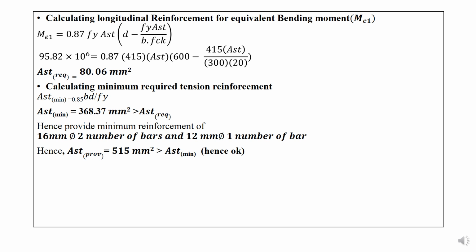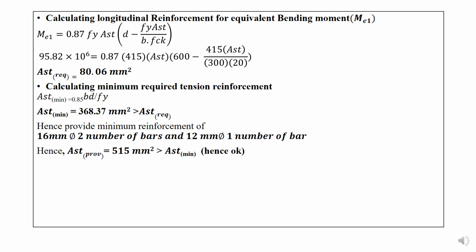So AST required turns out to be 80.06 mm square. Then again we have to calculate the minimum amount of required tension reinforcement, which is given as 0.85 PD upon Fy, which turns out to be 368.37 mm square, which is greater than AST required. So we have to substitute steel greater than 368.37 mm square.